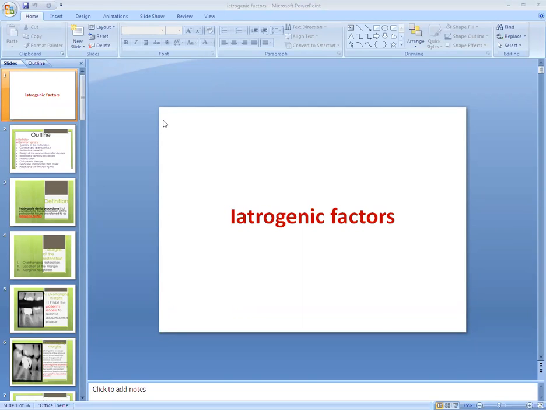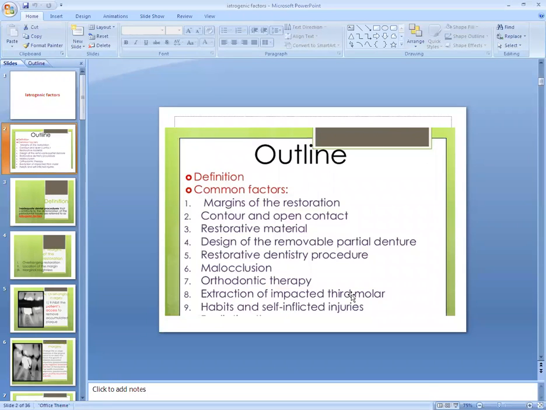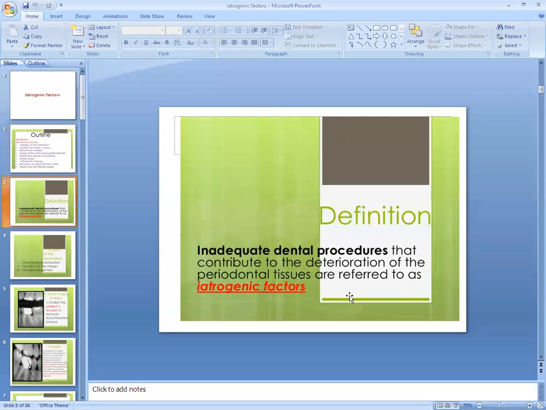Today we are going to discuss the topic of iatrogenic factors. Basically, we are going to discuss the different types of iatrogenic factors which help to cause periodontal diseases.